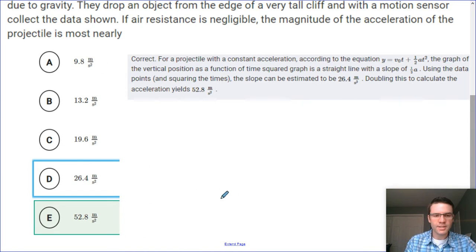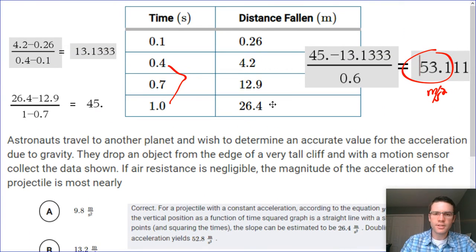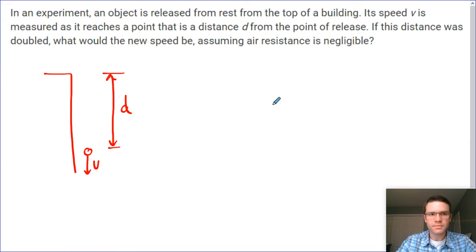E is your correct answer. Oh, my pen's not working there. Okay, I hope that makes sense to you. That'll be easier than linearizing your data. You can just estimate your acceleration. Okay, here's your next missed one.